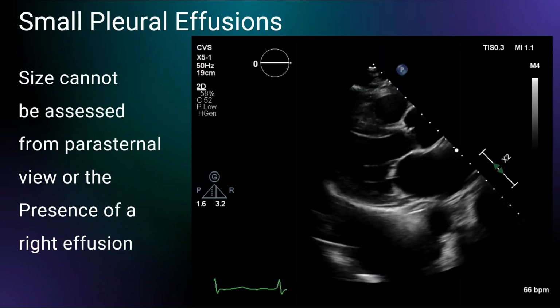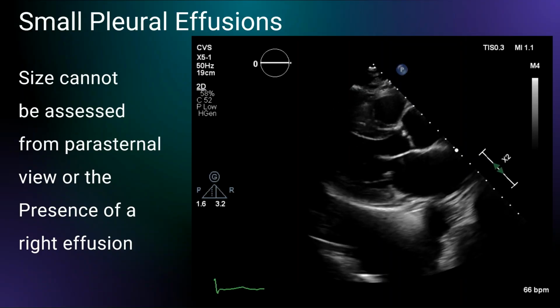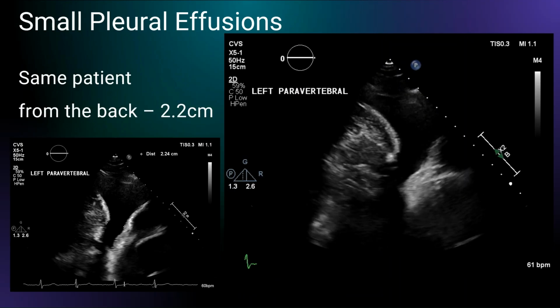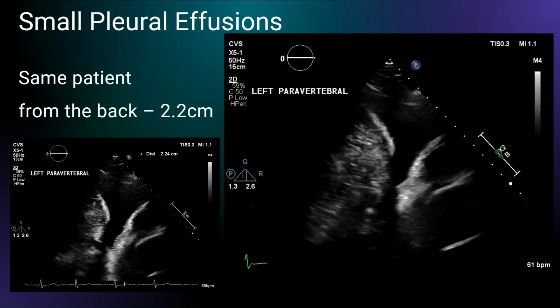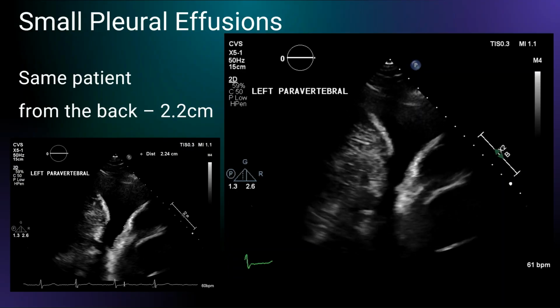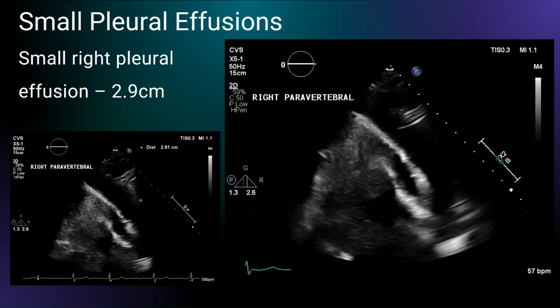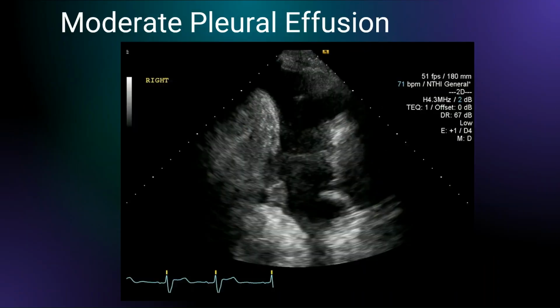This patient here, we can see some fluid behind the heart, but it's very hard to tell how much that really is just by looking at it from the parasternal window. When actually looking from behind, it's a relatively small effusion, even though it looks relatively large in that parasternal view. It's only about 2.2 centimetres in size, which isn't really that big. And then on the same patient on the right, again, the small little right pleural effusion. And again, looking from the parasternal, we couldn't tell the patient had a right pleural effusion.